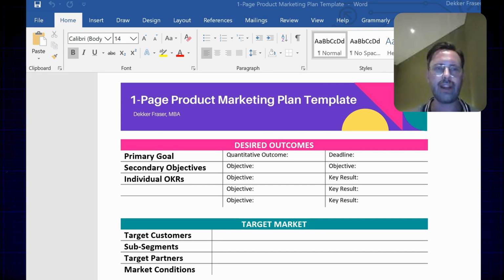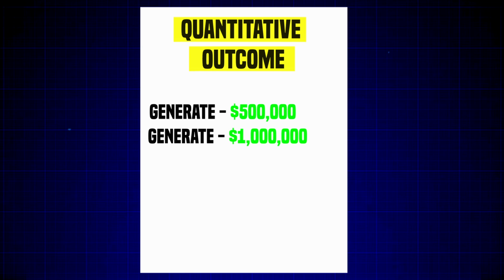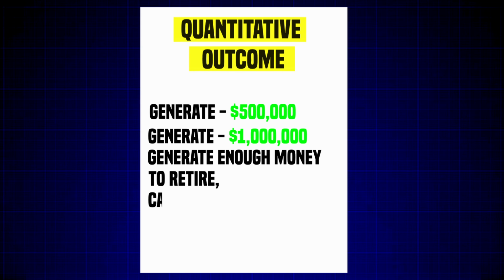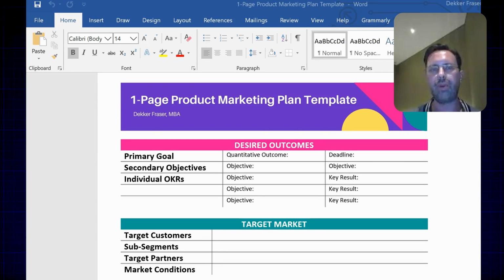The first thing that you want to determine is the primary goal for your marketing plan. And there are two components to this. One is the quantitative outcome. So it might be something like generate $500,000, generate $1 million, generate enough money to retire, capture a certain amount of market share, or if you're selling a product where the price per unit is pretty much the same with you and your competitors, then your goal might be just sell 10,000 units, 1 million units, etc.